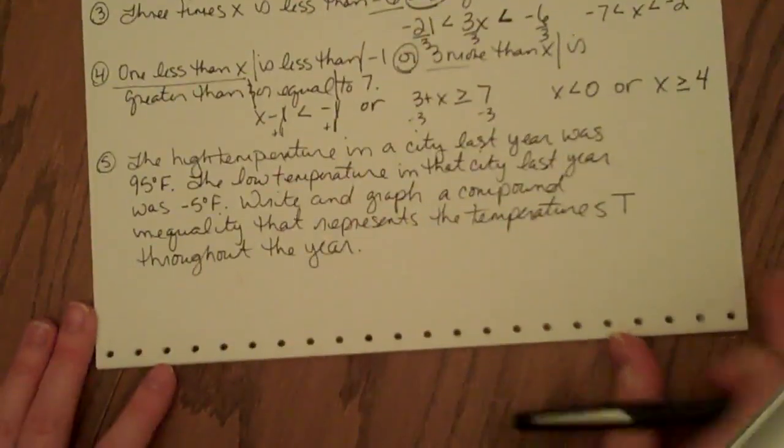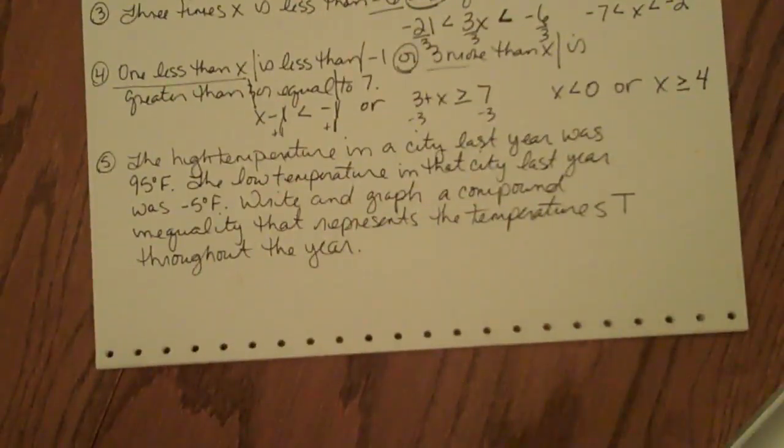Now let's take a look at an application problem. The high temperature in a city last year was 95 degrees Fahrenheit. The low temperature in that city last year was negative 5 degrees Fahrenheit. Write and graph a compound inequality that represents the temperatures T throughout the year.